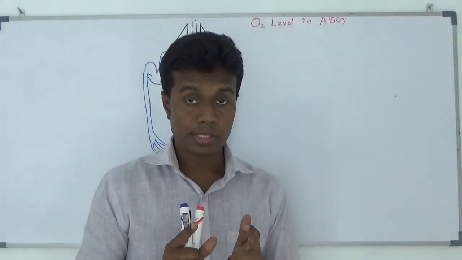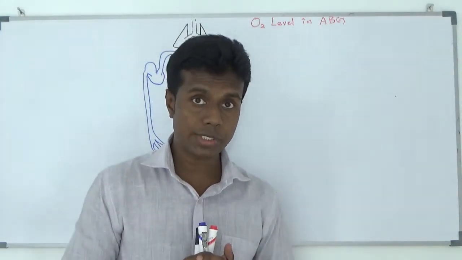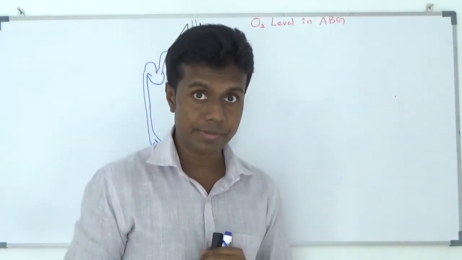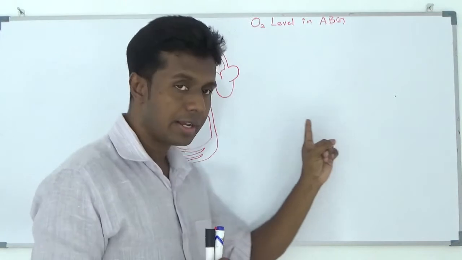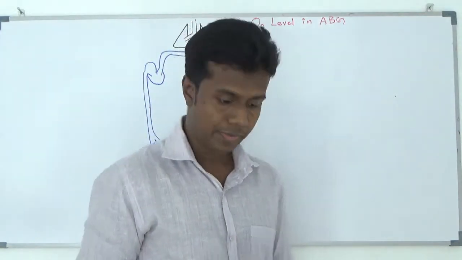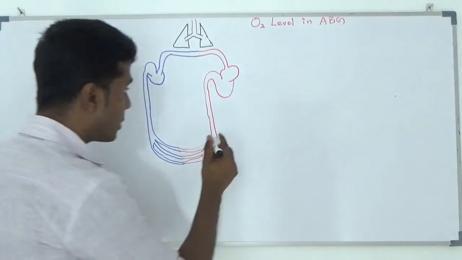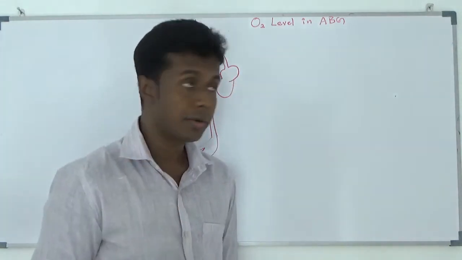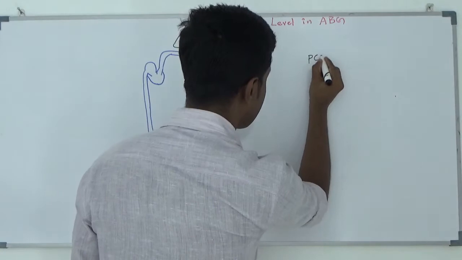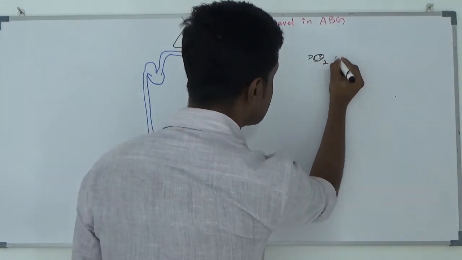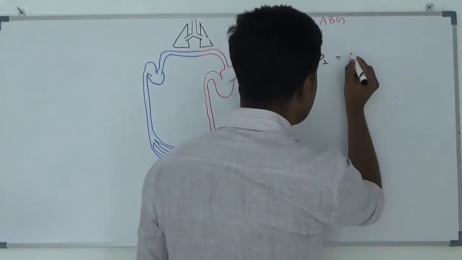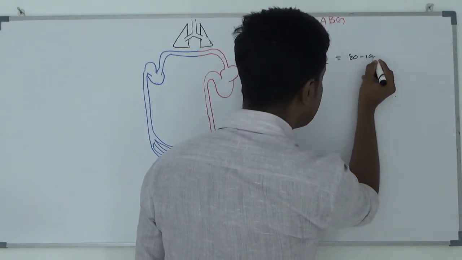Today I am going to discuss how to analyze the oxygen level in the arterial blood gas. I am going to do an experiment. I am going to take an arterial blood sample from a patient, outside. Ideally it should contain a partial pressure of oxygen. How much? Yes, good. 80 to 100 millimeter mercury.